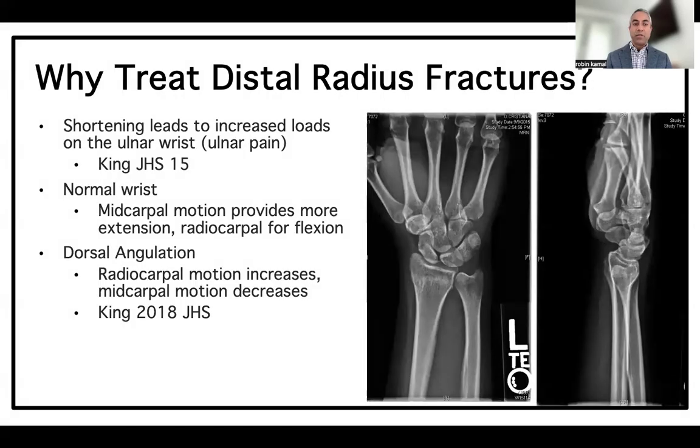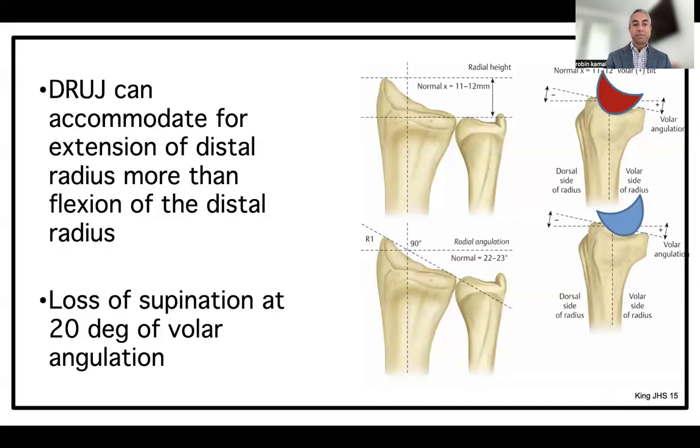So why do we treat distal radius fractures? If the radius shortens, it increases the load on the ulnar wrist, which can lead to pain. In the normal wrist, the midcarpal motion provides extension. The radiocarpal joint allows for flexion. But when you have dorsal angulation of the distal radius, then the radiocarpal motion increases and midcarpal motion decreases. An example of that type of posture is seen on the right here, where they have adaptive carpal instability from this distal radius malunion that can eventually lead to wrist arthritis.